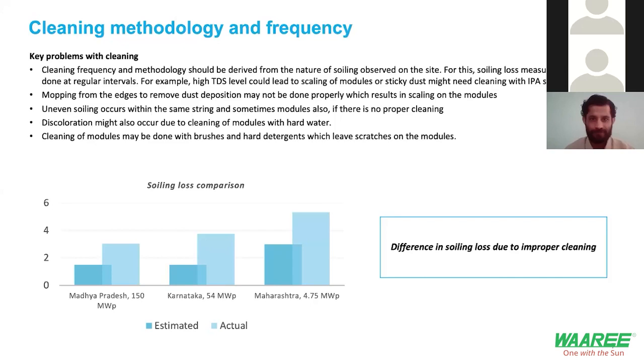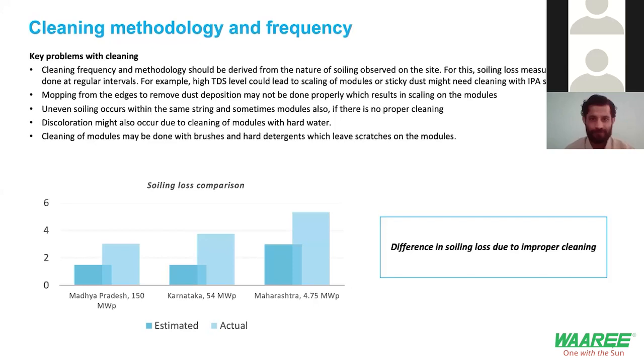So this is more of a cleaning methodology issue, which can be addressed properly by training the manpower properly and doing some sample-level observations at the plant. Then again, discoloration might also occur on the modules. Because of the quality of water, if it is hard water, there can be discoloration on the modules, which is basically scaling, leading to loss of transparency of the glass, and leading to lesser generation.